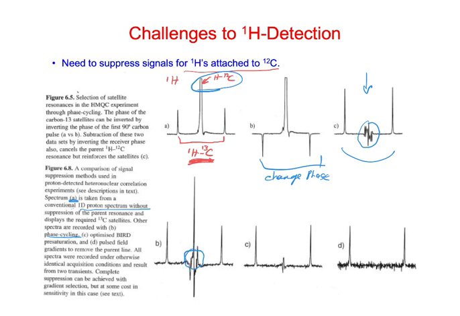B is phase cycling. C is what they called BIRD pre-saturation, so that's a different kind of thing. And now we use what they call pulsed field gradients, and that's D. You can notice that D essentially has that center peak totally gone. And so they had to work through this before you could do any proton-detected experiments like this, because otherwise this middle section would just dominate the whole spectrum.